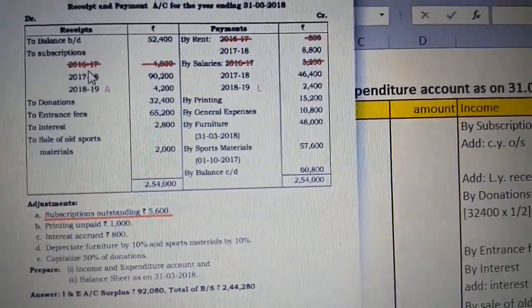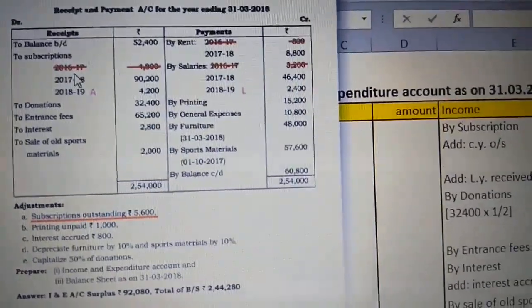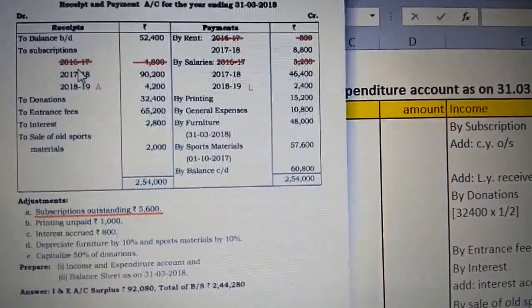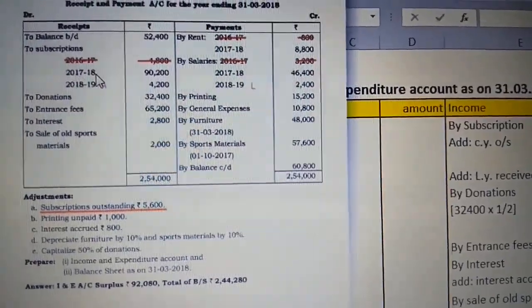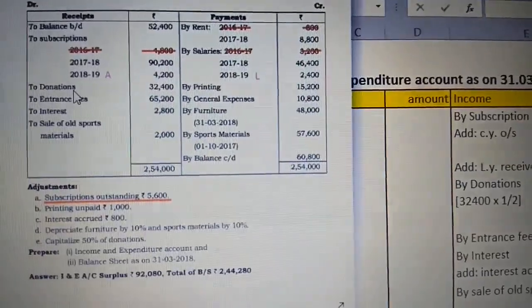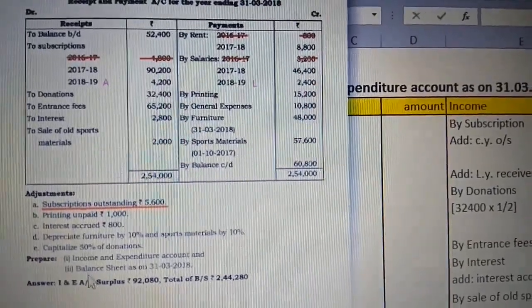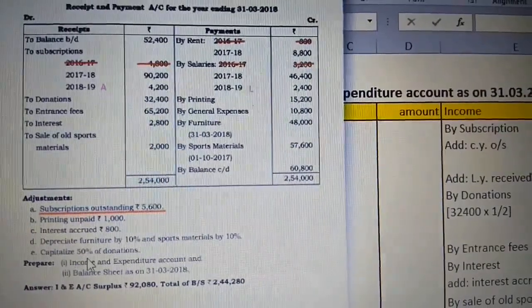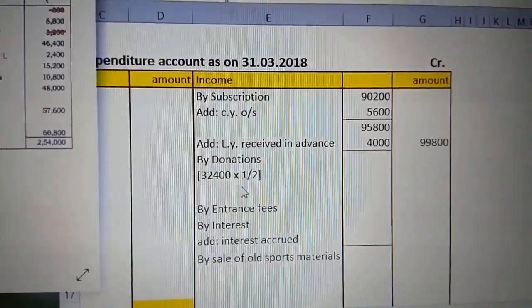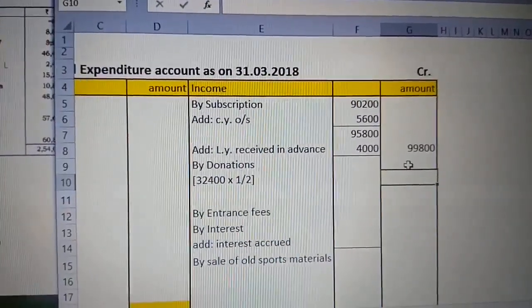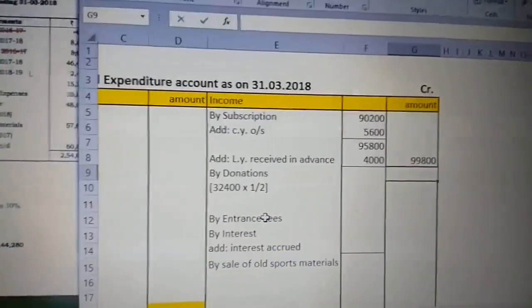Now moving on to the next item after the subscription. Let us concentrate one by one. This time I'm going to complete only the income first and then go for the expenditure. We have just taken up the adjustment of subscription outstanding. Now, moving on to the next item on the receipt side, donation. They have given an instruction in the last adjustment: capitalize 50% of donation. So I'm going to take 50% of donation here. What is the amount I get? Let me just take it.